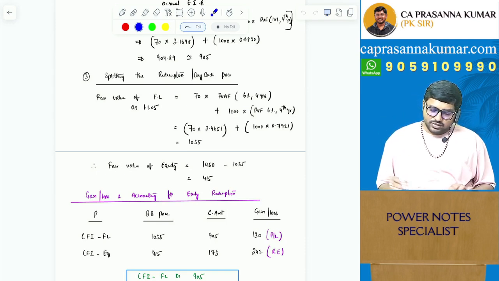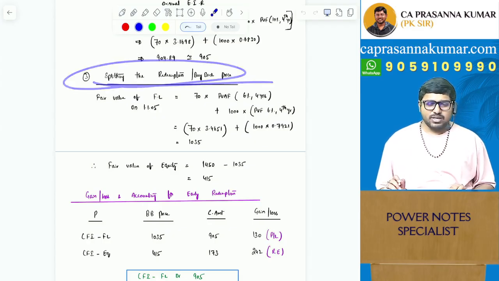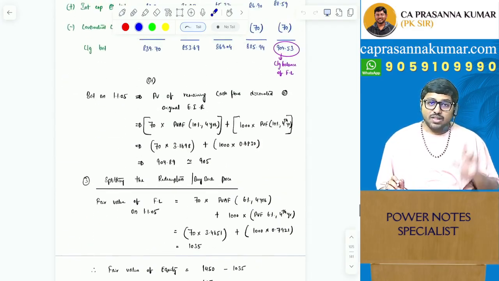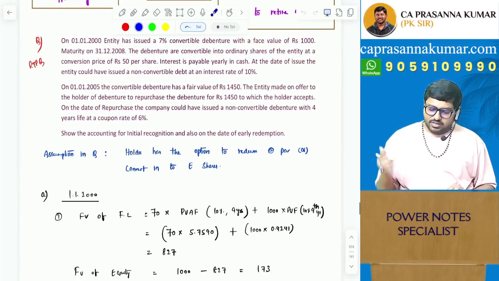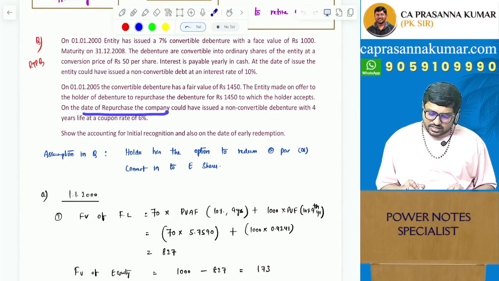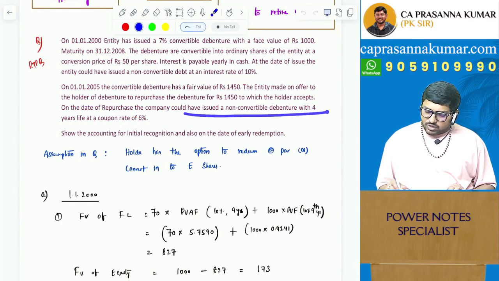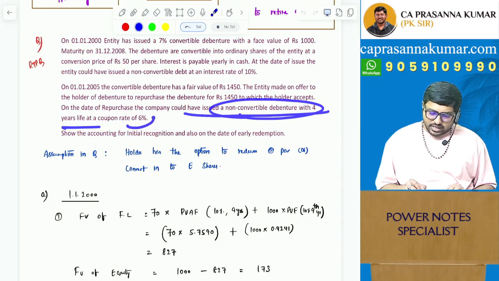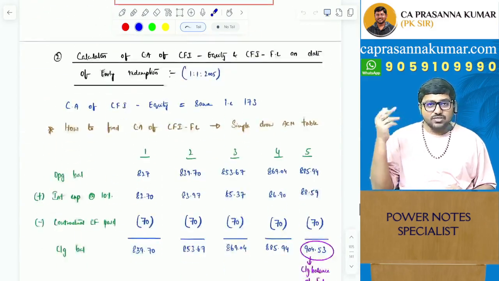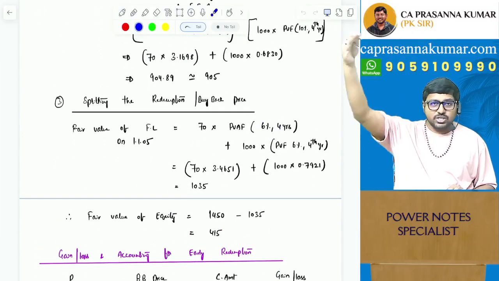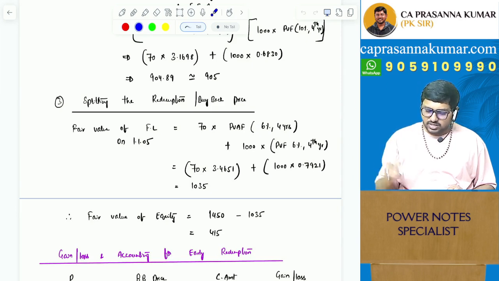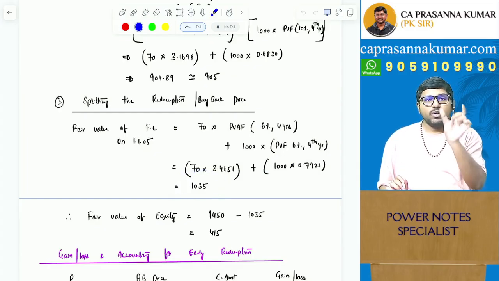For that, that is what we are doing here, splitting the buyback price. What we need to do is, on that day of buyback, find out what is the comparative rate of interest in the market. So if you can see, on the day of buyback, the company could have issued non-convertible debentures with a 4-year life at a coupon rate of 6%. So the comparative interest rate on that date in the market is 6%. Now with 6%, you discount the future cash flows from the buyback date. That is, for the next 4 years, interest will be 70 and the redemption value will be 1000. You get this much as the fair value. Now this fair value will be the splitting price.